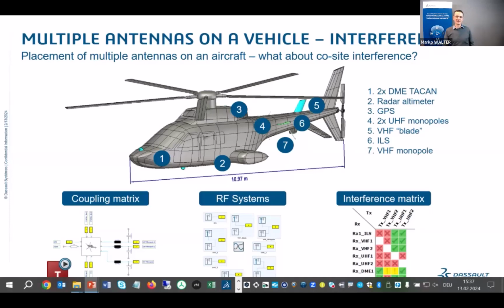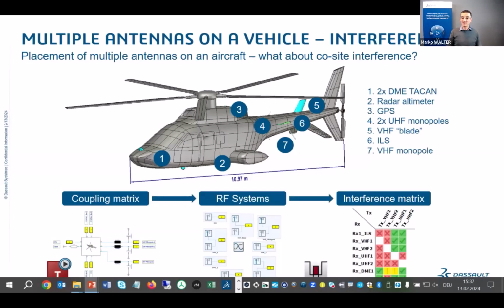First, by calculating the coupling matrix. So running a broadband simulation of all the antennas to get the S parameters of the coupling between them all. Then defining the radio frequency systems, not only of other antennas, but other systems that might radiate as well, unintentionally. And those can be combined to then give you the interference matrix. That's using our interference task.